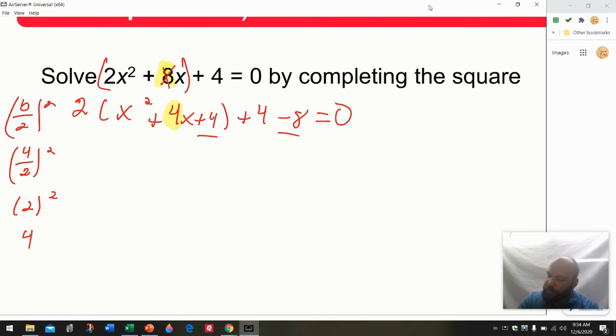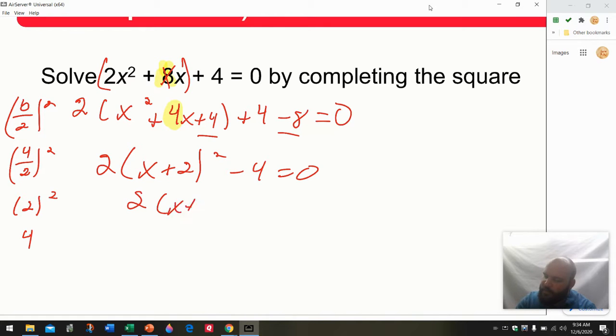Okay, so now moving forward, the rest works the same. The 2 goes right here. You're left with an x. The number that goes right here is this number before you squared it. So that's going to be a plus 2, and it's the quantity squared. Now over here, you'd have a minus 4 equals 0. From there to solve it, you would start by moving the 4 to the other side. Then you would divide both sides by 4, and you would get x plus 2, the quantity squared, equals 2.